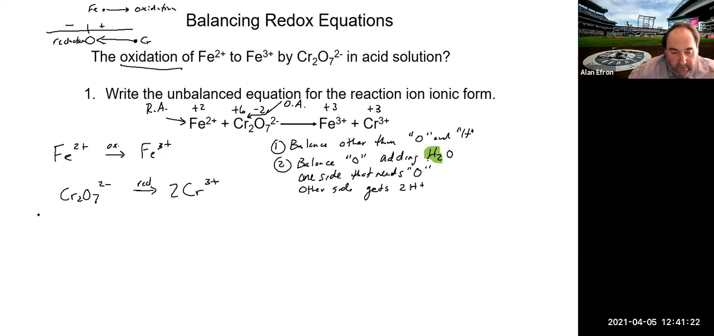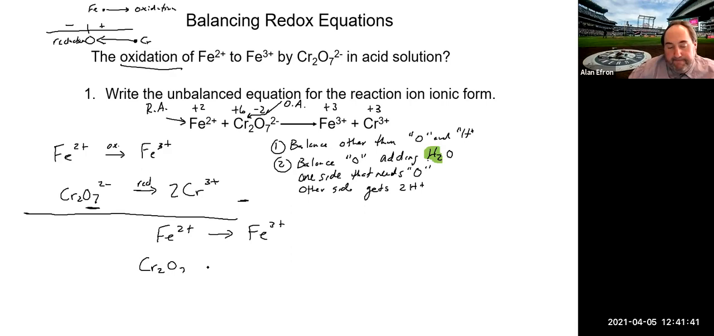So I'll just kind of rewrite it underneath here. We're not going to do anything to this guy because there's no oxygen involved. Now, when we look at the dichromate, there's 7 oxygens on the left, none on the right. So the bottom half reaction there will get 7 waters to the right-hand side. Because I added 7 waters to the right-hand side, I just added 14 hydrogens. That means to the other side, I need to add 14 hydrogens. Any questions on that there?